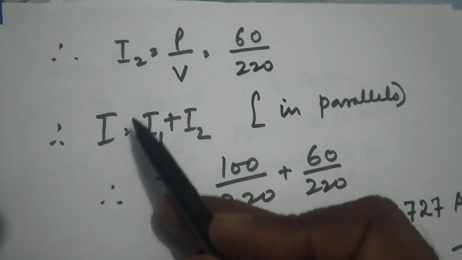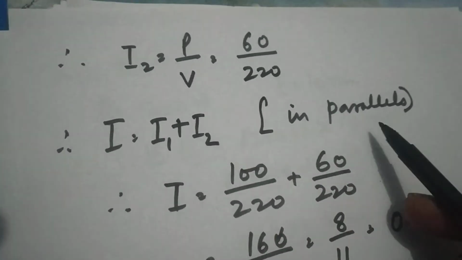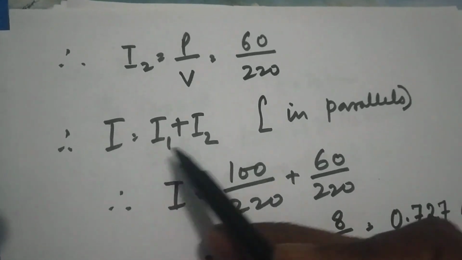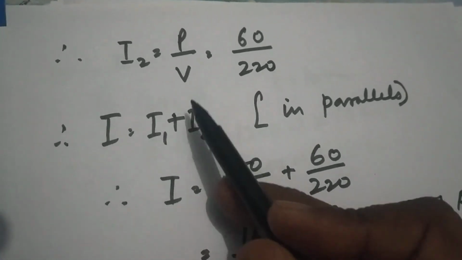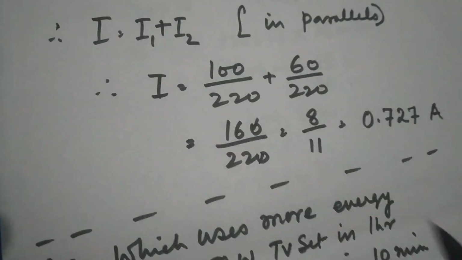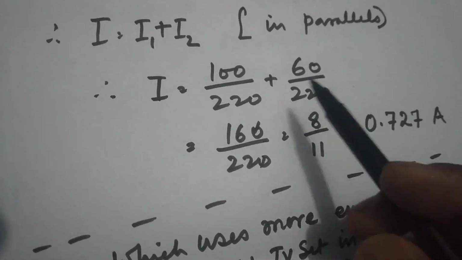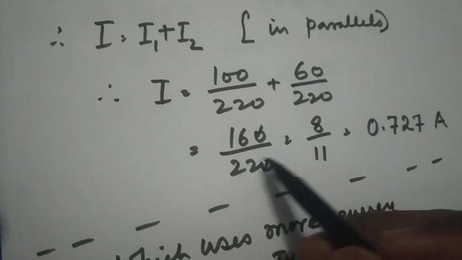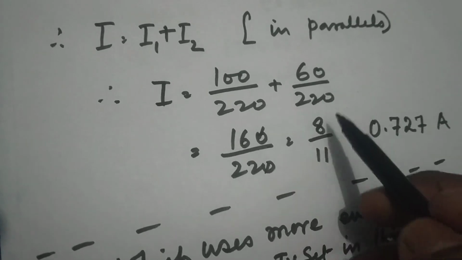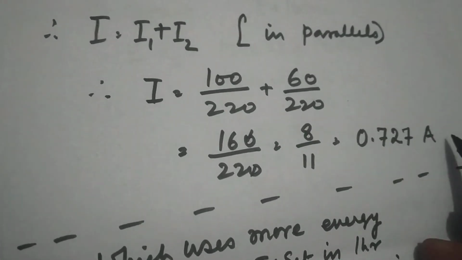So what are we going to find? The total current which is needed in the question: I1 plus I2. Because in parallel, we are calculating the current in the first resistance and the second resistance, that is, the two separate bulbs. So if we add them, it becomes 100 upon 220 plus 60 upon 220. Taking 220 common, it becomes 160 upon 220. Cutting it, 8 upon 11, and your answer comes to 0.727 ampere.